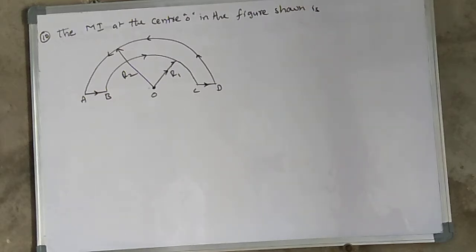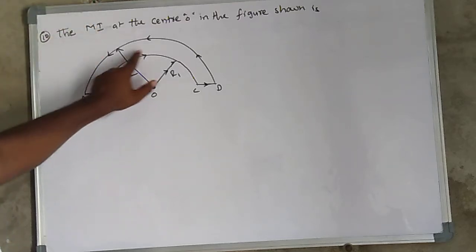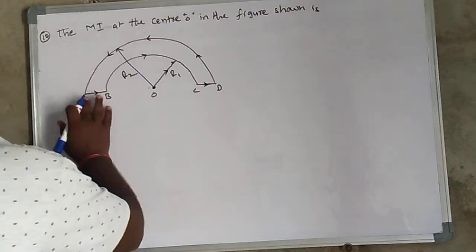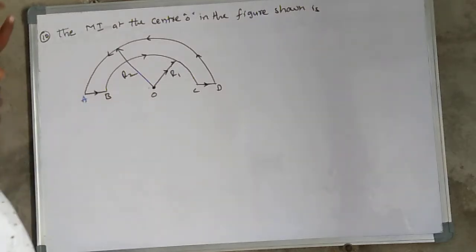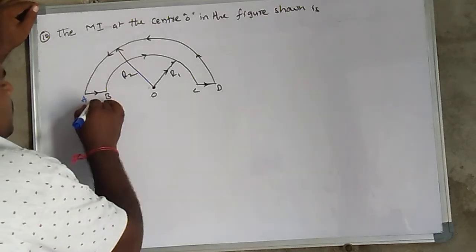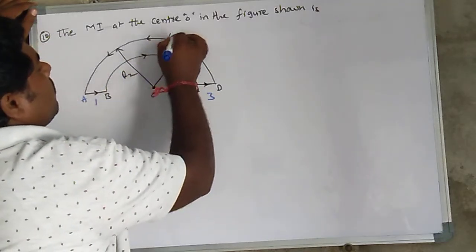Here another important model. See the diagram. The magnetic induction at the center O in the figure shown is? So here AB, then B to C, C to D, then this is a complete closed loop like this. This is A. I would like to consider the 4 points A, B, C, D. Between A and B is the first part, between B and C the second part, C to D the third part, and here the fourth part.